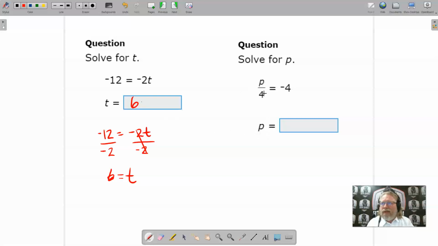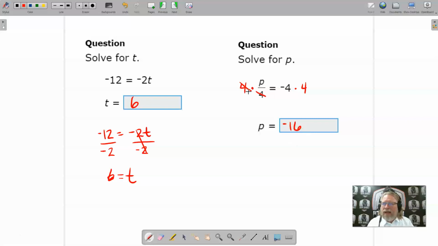So the p is tied to the 4 through division. The opposite operation is multiplication. We're going to multiply by the very number we wish to get rid of, which is 4. And what we do to one side, we have to do to the other. So the 4s cancel each other, and that leaves us with just p on the left. And negative times positive is going to be a negative, and 4 times 4 is 16.